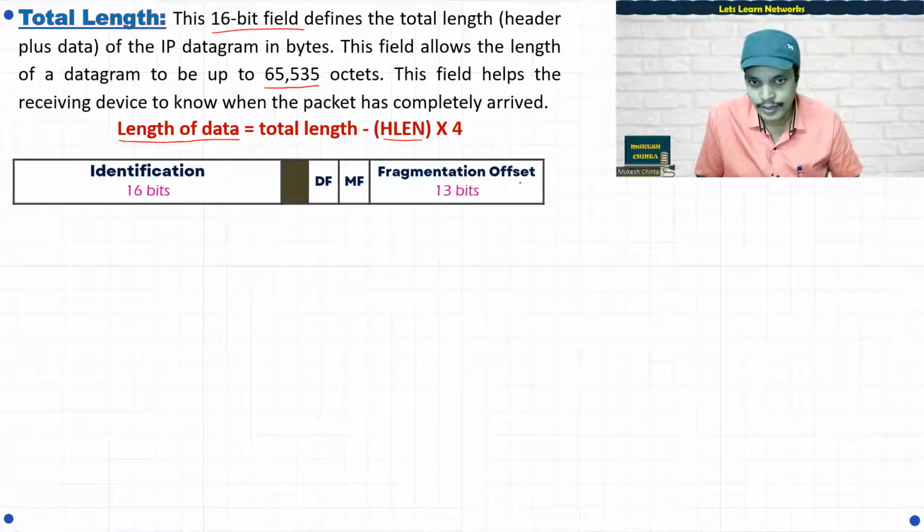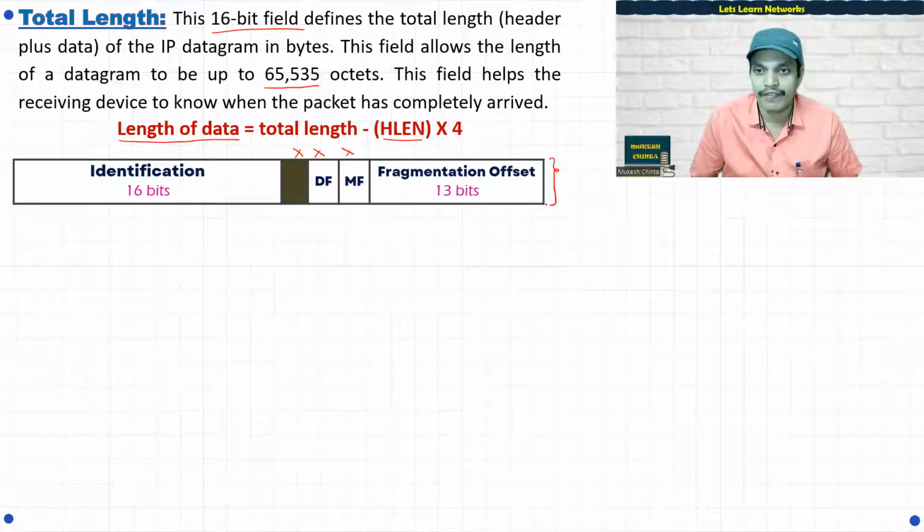The next 32 bits include your identification of 16 bits, the 3 flags, let us say this is 111, these 3 flags, and the remaining 13 bits are your fragmentation offset bits. These 32 bits are used for IP fragmentation. Now you can ask me, what is fragmentation? Why do we need it?